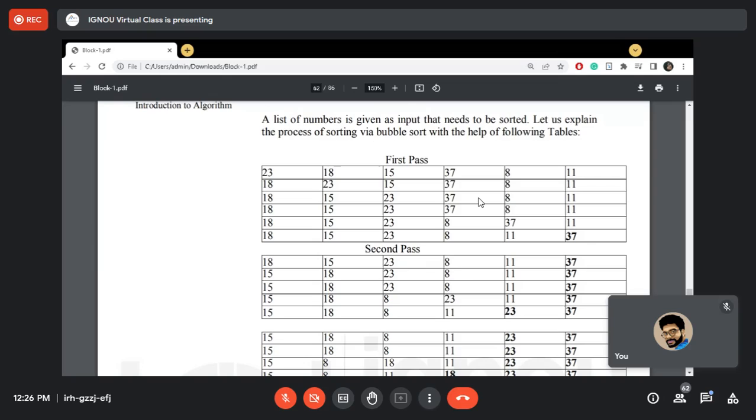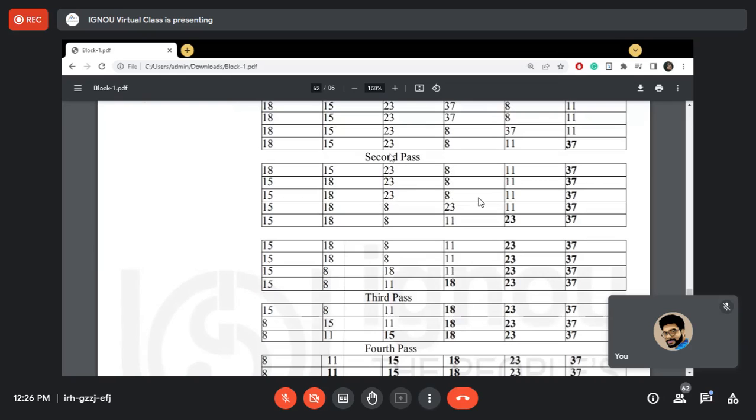Similarly, you have to do this in the second pass. Again, compare the first value with the second value, that means the adjacent index value. Then compare the second value with the next adjacent value.